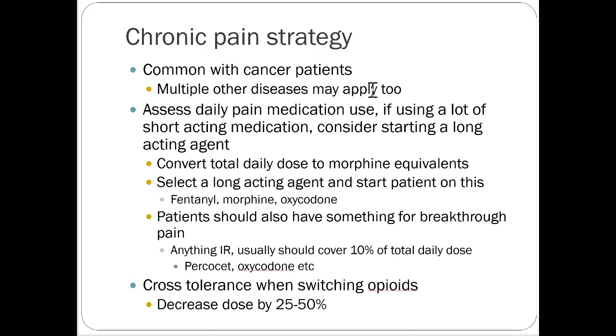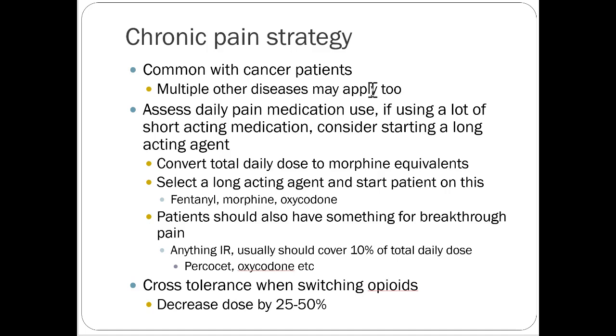Okay, so we've talked a lot about pain and a lot about acute pain. Acute pain is pretty straightforward. You usually want to use the smallest dose you can get away with, and you get the patient off the medication as soon as possible. So, prescribing small amounts, giving as small an amount as you can get away with.